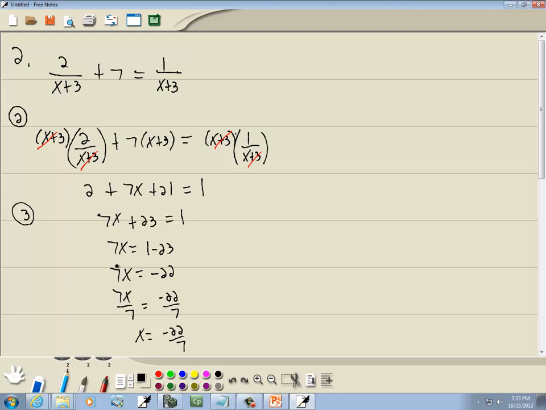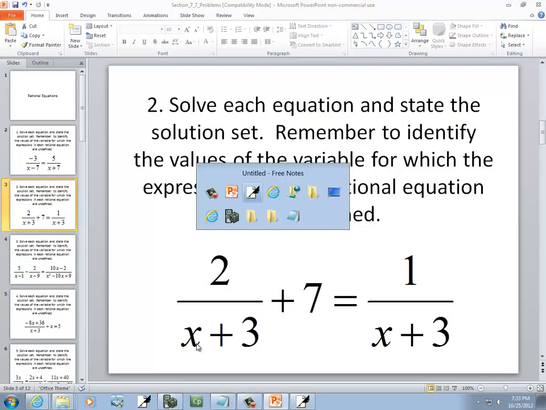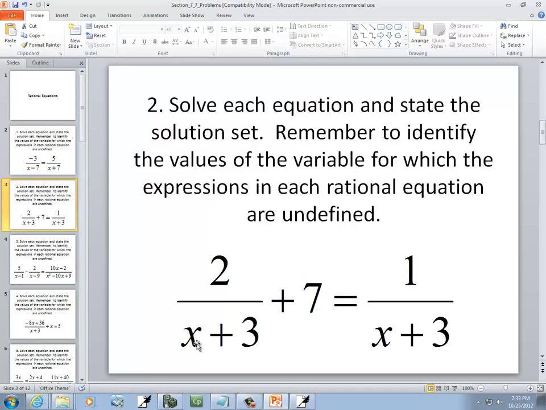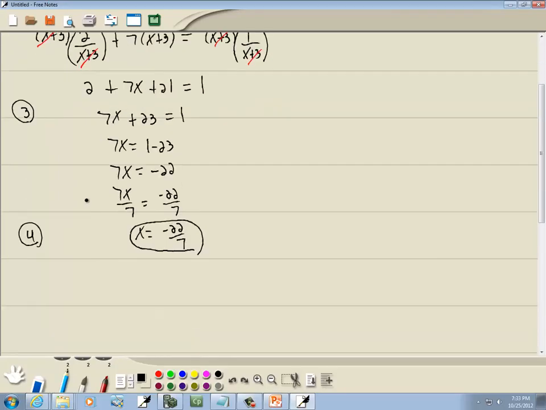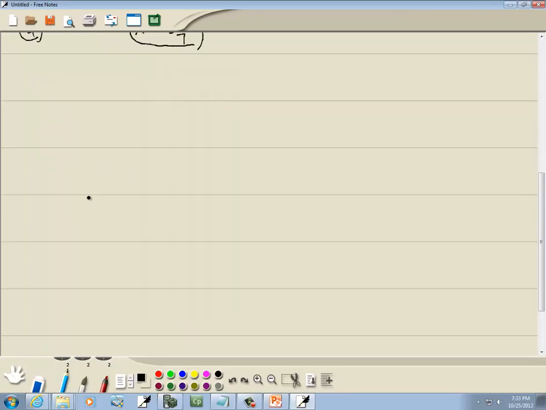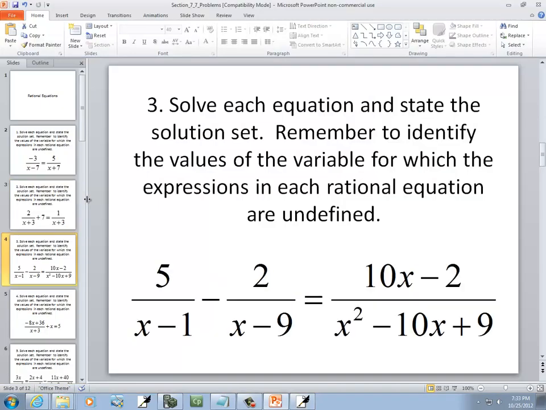Okay. Now remember we need to semi-check our answer. If I put negative 22 over 7 up here, well, it doesn't give me 0, and same there. So that's our answer. Seems like that's really close to like 21 over 7. But let's see if I got my signs all right. Yeah, it looks right. Okay. Let's look at our next problem.